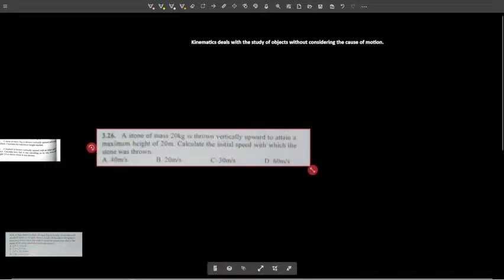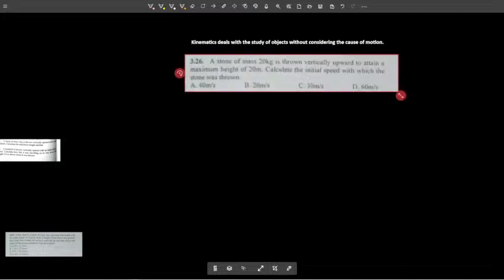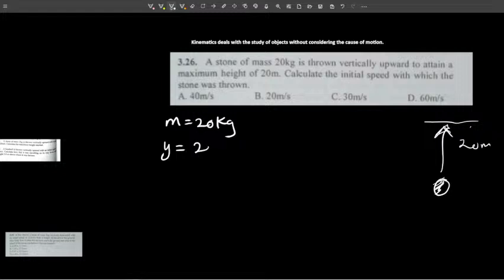Let's see this question. It's a stone of mass. We're giving the mass of the stone and making it bigger so you can see. The mass of the stone is 20 kilogram. It's thrown vertically upward, so the stone is thrown like this, vertically upward, to attain the maximum height. So the maximum height from here to here is 20 meter. So the maximum height that the stone attains is in the y direction, right? That's y equals 20 meter. Calculate the initial speed. So we're looking for initial speed, that's v naught in the y direction.